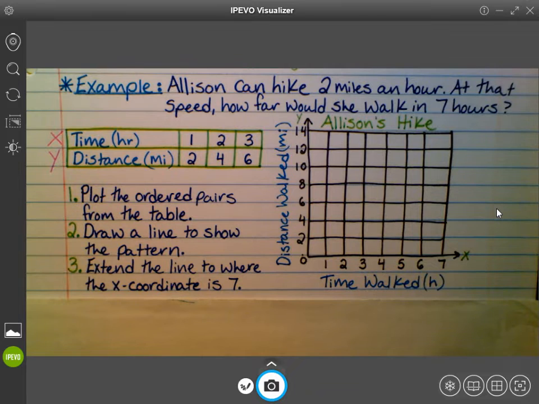So whenever you have a table like that, taking a moment to label by the table which numbers are x and which are y, that is super helpful. And that way you don't get mixed up when it comes time to plot.